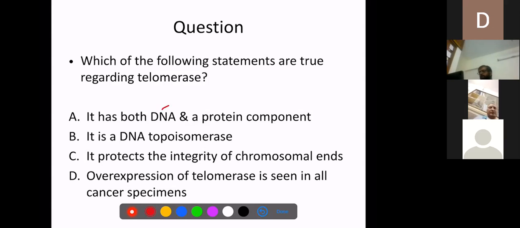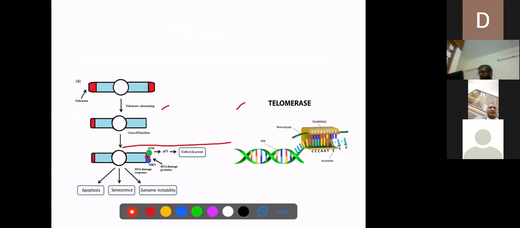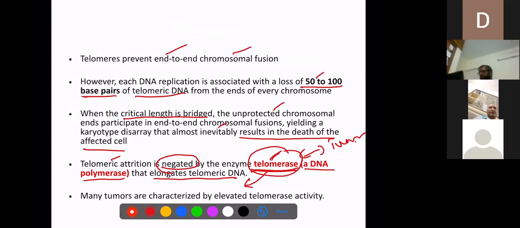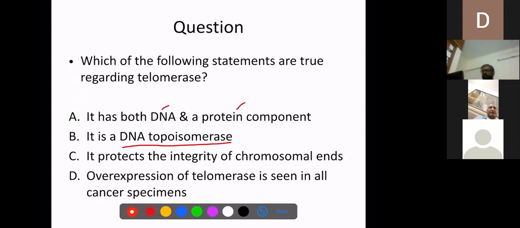It has both DNA and the protein component, of course. Is it a DNA topoisomerase? No, I told you it is a DNA polymerase. I told you very clearly it is a DNA polymerase. It synthesizes DNA. It is not a DNA topoisomerase.